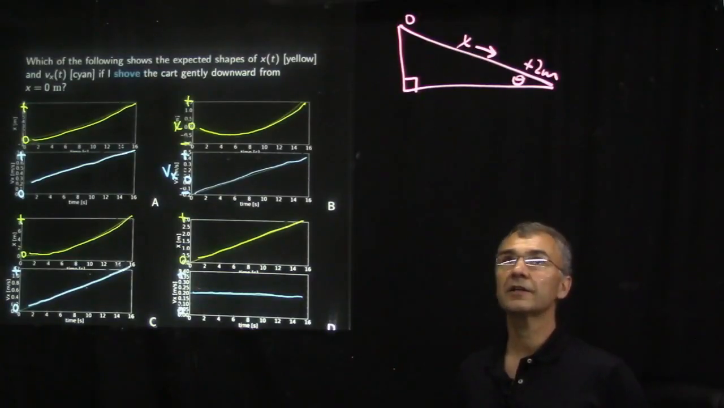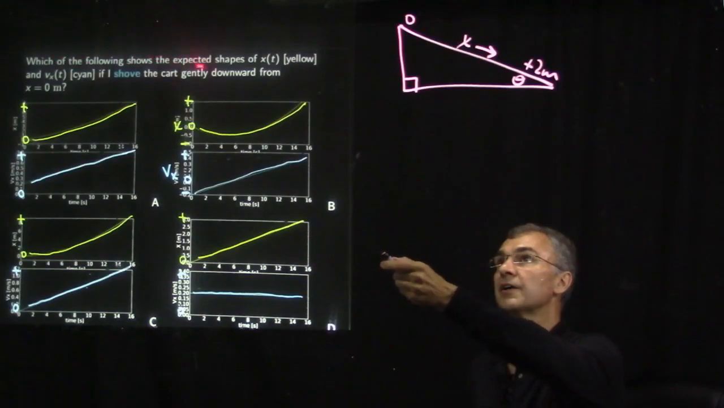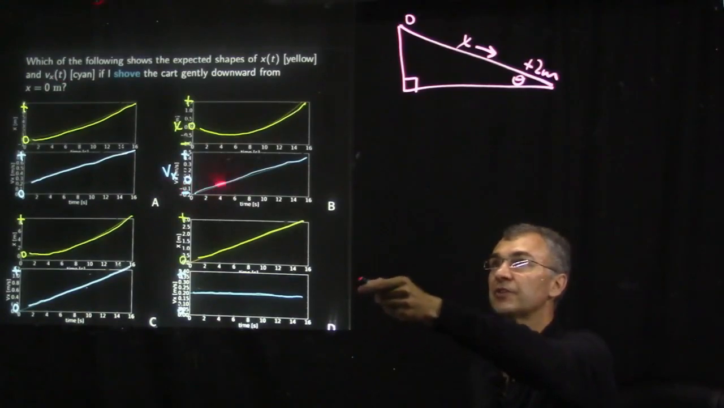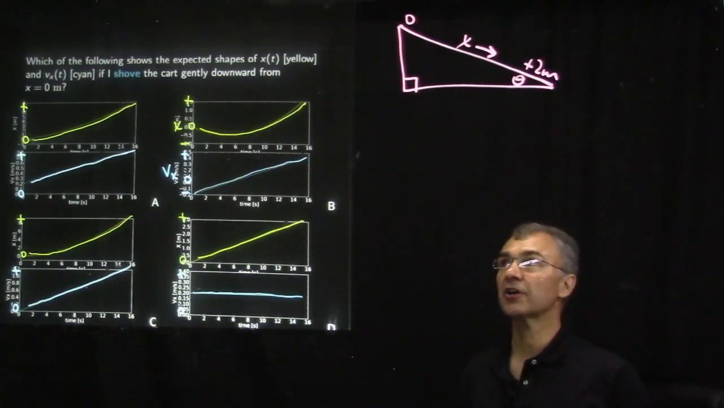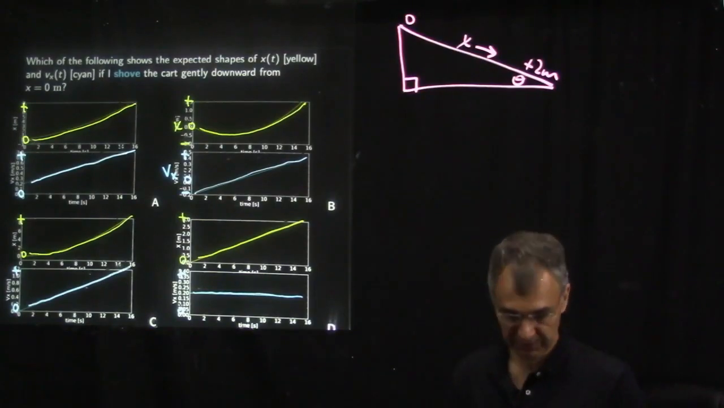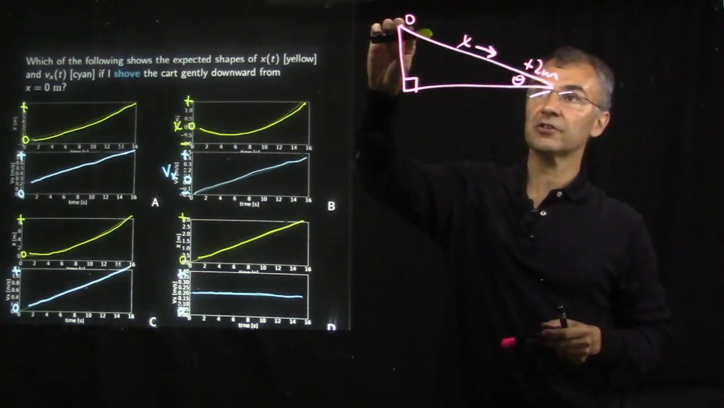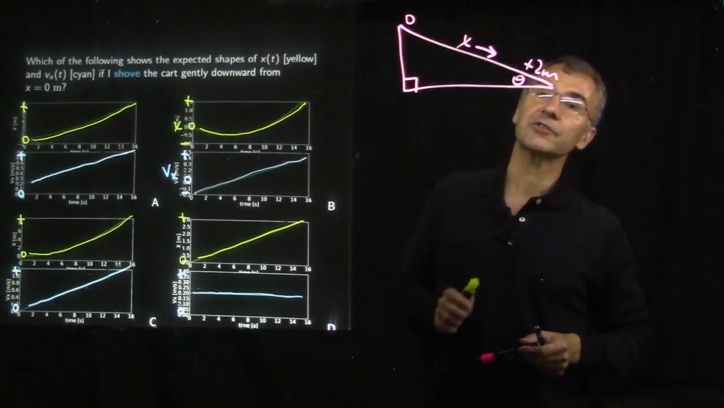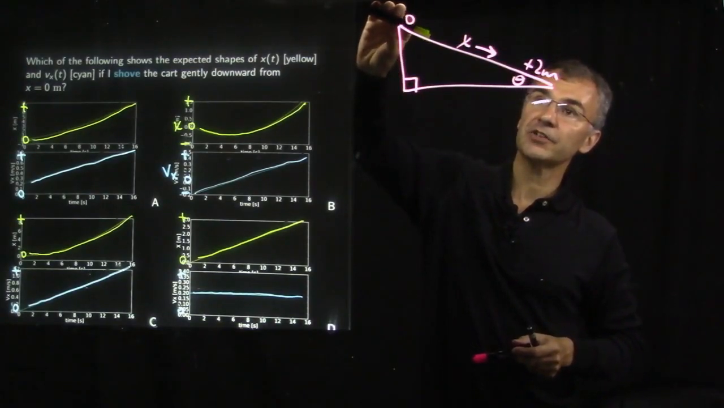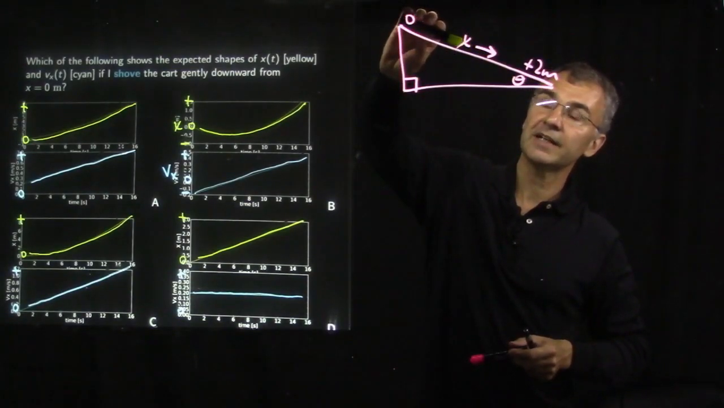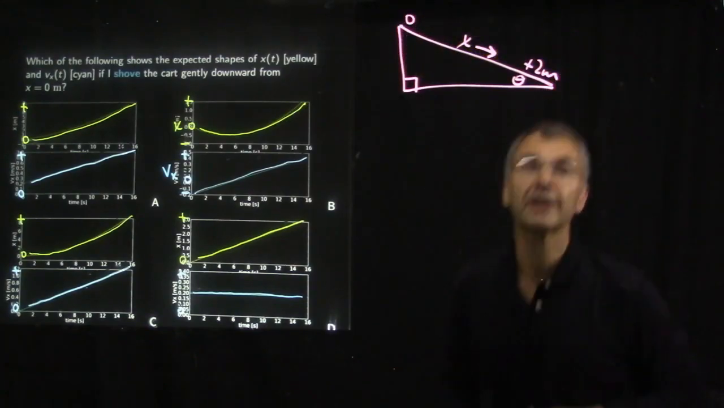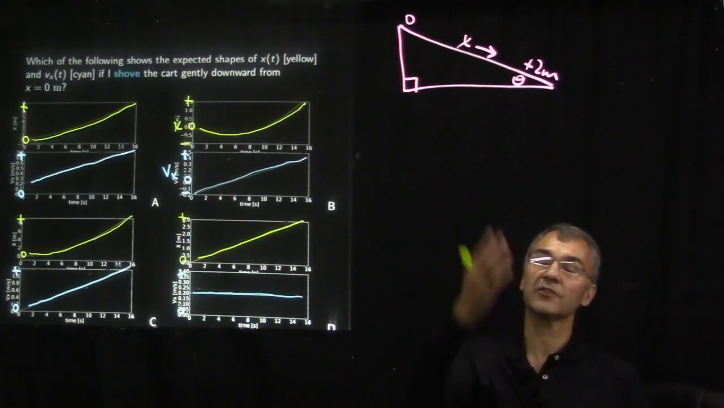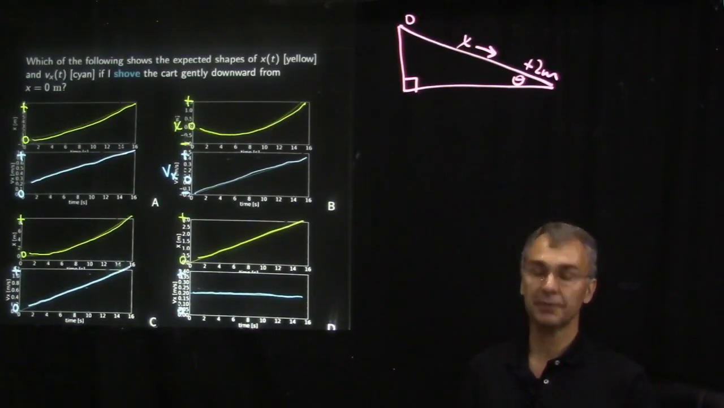Okay, again, on the inclined air track, expected shape of x of t in yellow and v sub x of t in light blue if I shove the cart gently downward starting at the top. So I start out at the top at x close to 0 and I give the cart a downhill shove. Then its velocity starts out pointing downhill, and then its velocity gets bigger and bigger in the downhill direction. And I guess it starts out at x close to 0, and x gets bigger and bigger.